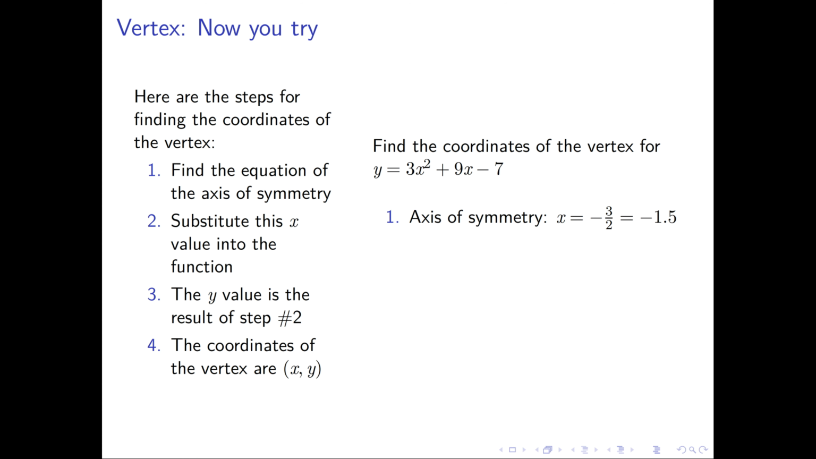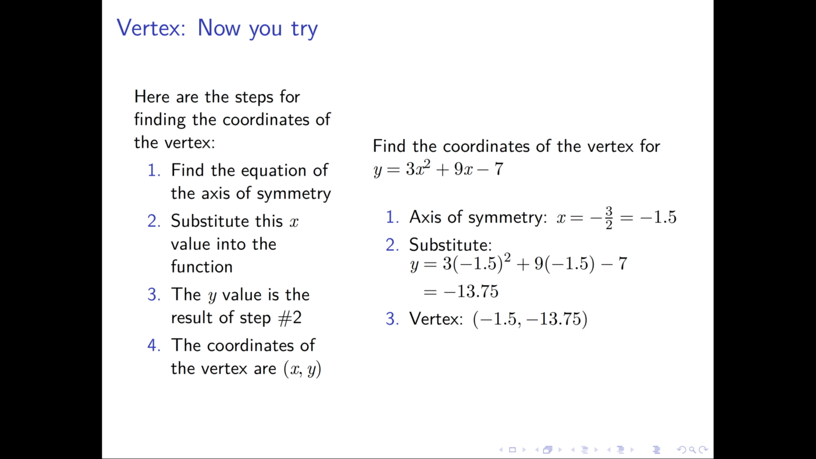Okay. The axis of symmetry was at x = -3/2, or we can use decimals, which might make the computation easier for you, -1.5. We substitute into the equation. We find that y = -13 3/4. So the vertex is (-1.5, -13 3/4). And you can write that as fractions or decimals.